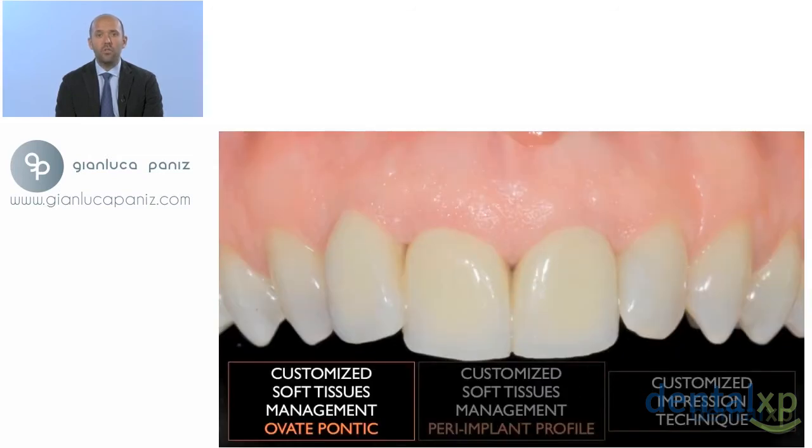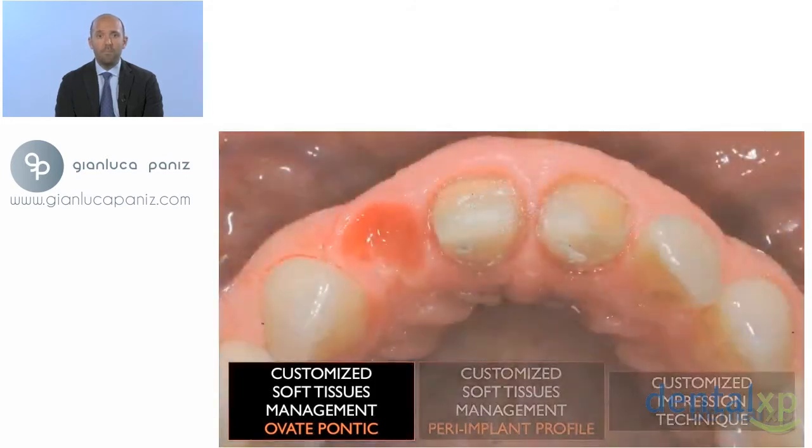As you can see, the tissue is healing in the proper way around the ovate pontic, and the patient is having a proper aesthetic and the proper function, a good comfort throughout all the time of the treatment. This is the condition before the stage 2 of the implant. As you can see, nice tooth color restoration. The 2 natural teeth have been endodontically treated, and you can see a nice management of the soft tissue with the ovate pontic. Implant stage 2 is performed.